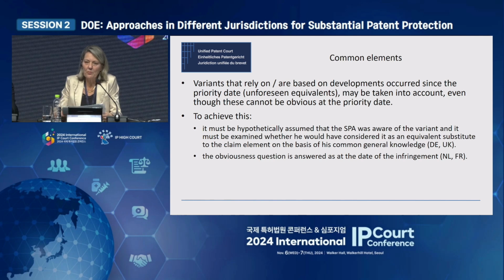And there's two ways of achieving this. The first option, which is used in the UK but also in Germany, it is hypothetically assumed the skilled person was aware of the variant and must be examined whether he would have considered it as an equivalent substitute. Or, and this is the approach in the Netherlands, the obviousness question is answered as at the date of infringement.